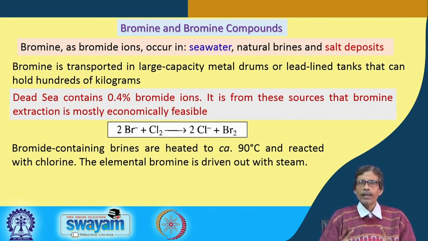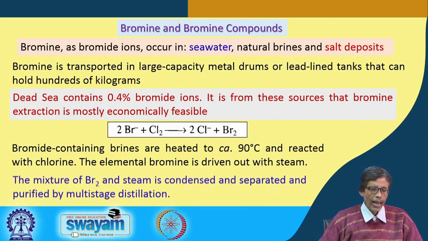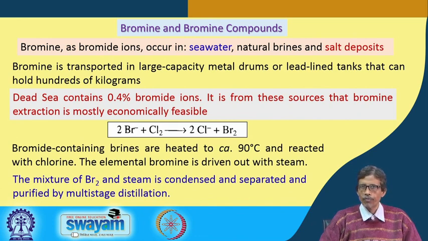So, a separating funnel separates the liquids in terms of their density differences, in 2 layers or 3 layers, and we take out from the bottom the heavier liquid first, then the other lighter ones. So, it is driven out with the steam, and the mixture of bromine and steam is therefore condensed and separated and purified by multi-stage distillation.